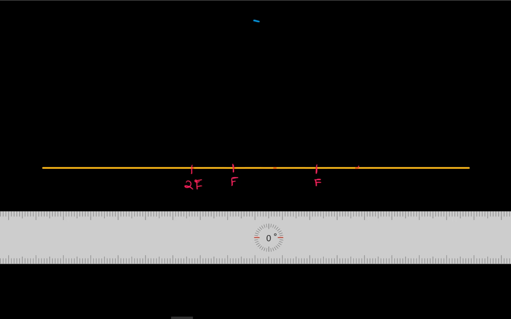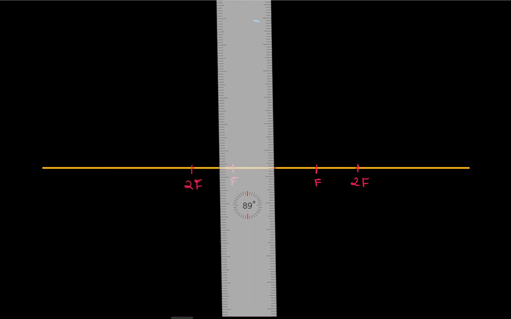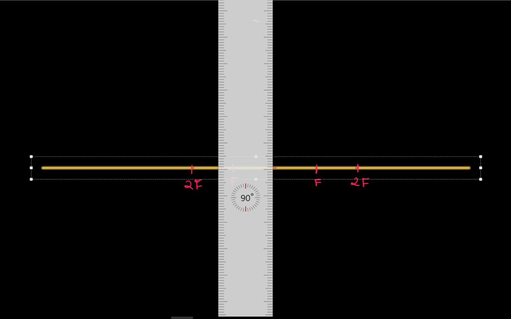Remember, in the exams usually they'll give you the value of F. In case they don't give you, don't worry, you can take your own values. But see that the F value has to be the same on both sides, and 2F has to be double of F. Now let me draw the lens. Again, like I told you, the lens has to be an equal distance above the principal axis as it is below.